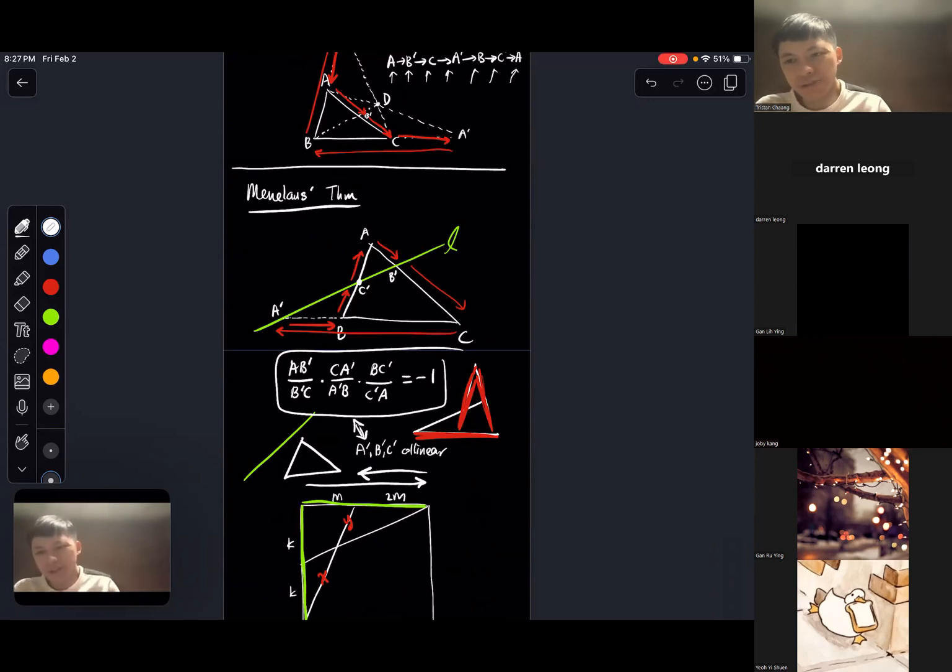That's why you sometimes want to talk about signed lengths, because you can handle that case. If you use regular lengths, these two are the same equation. They're both equal to 1. But configuration-wise, you can directly tell apart whether it's the Ceva case or the Menelaus case. You just look at the diagram. But if you want to make it formal, then you can use signed lengths and say one is plus 1, one is minus 1.